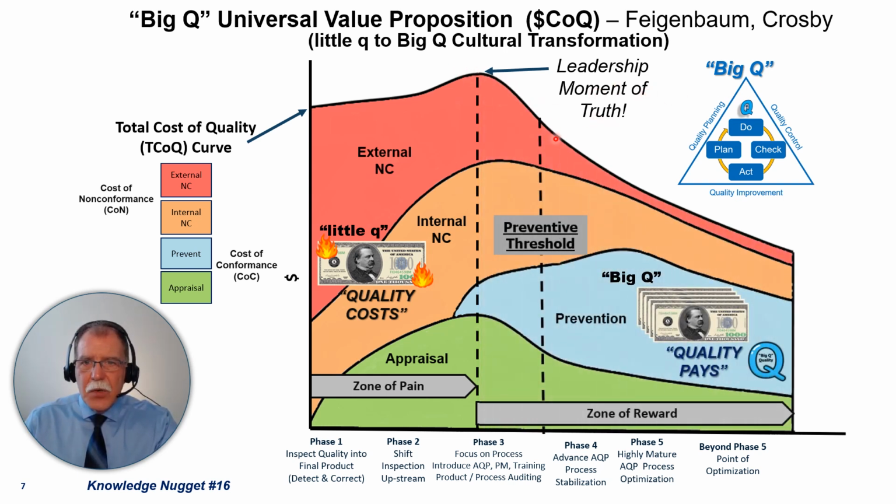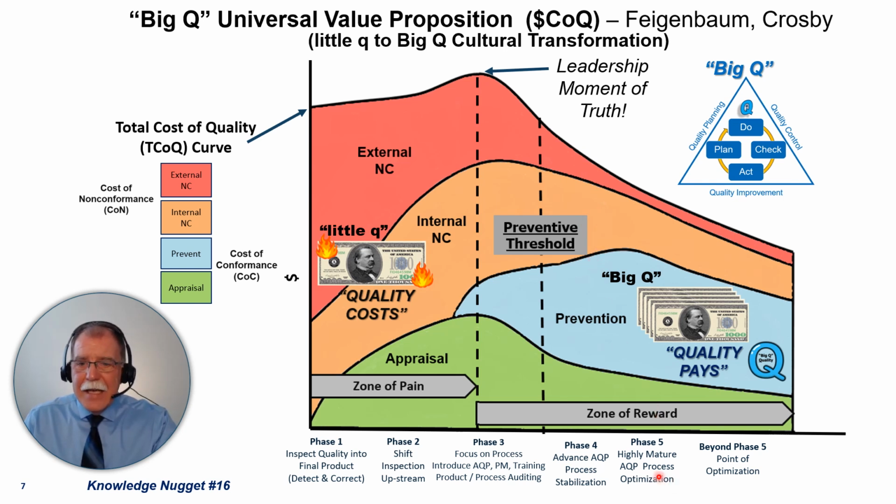And this is what the total cost of quality curve looks like. I make my way through the preventive threshold. I'm entering into what I call the zone of reward. This is where big Q quality pays the organization. I know that I'm in the preventive and predictive side because my preventive costs are now greater than my appraisal costs, and my cost of conformity is now greater than my cost of nonconformity.